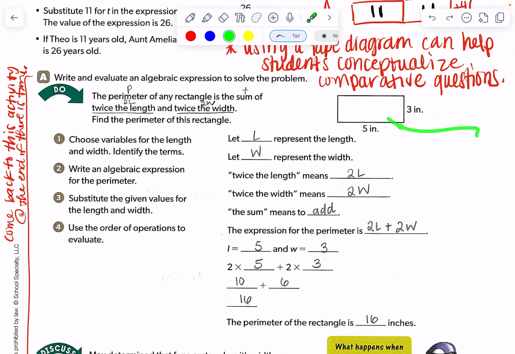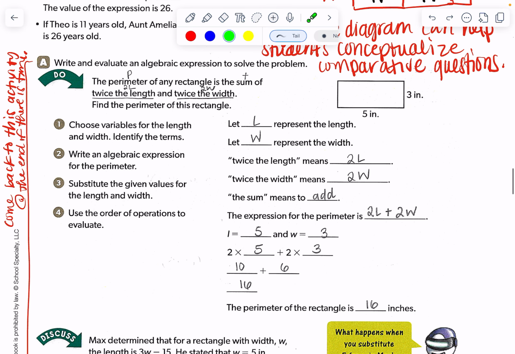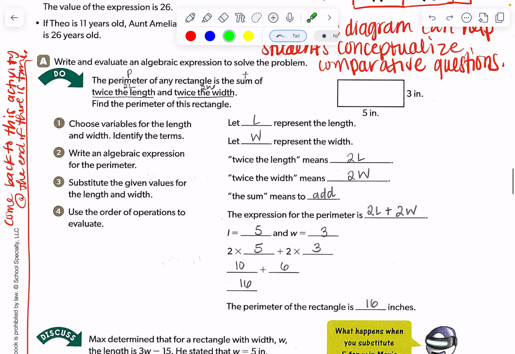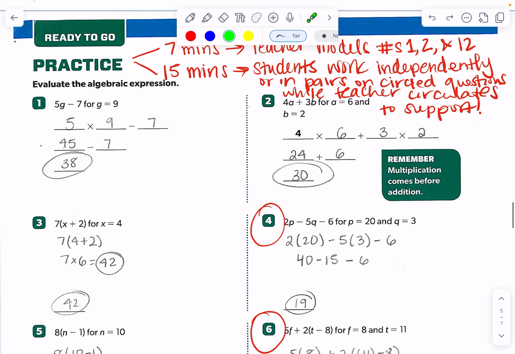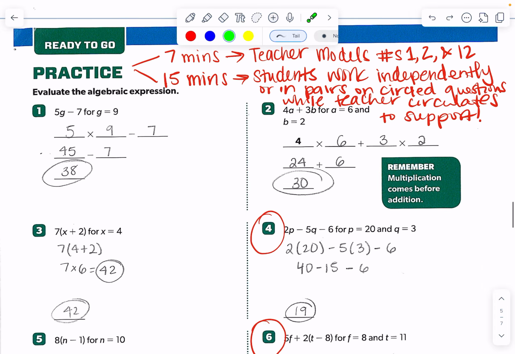So question A here is a nice question to focus on. However, for the purposes of this lesson, I would skip it, only because there aren't too many questions that focus on perimeter and area. This is a nice question that allows students to understand why the formula for perimeter works. So I would jump into the independent practice.